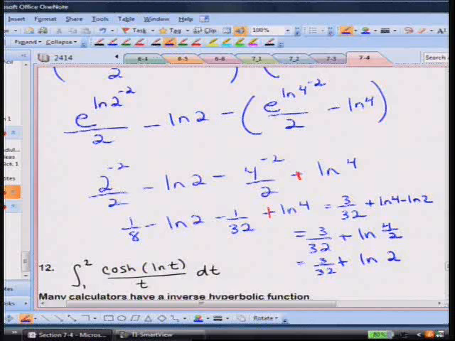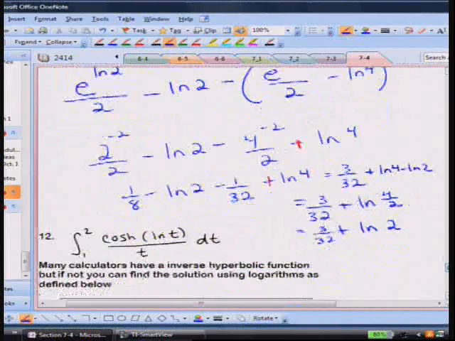Sorry, I goofed that up. Did you get lost in any part of it? Are you okay? All that ln stuff is kind of, I mean, you know, it's just being snazzy. All right, let's try number 12.